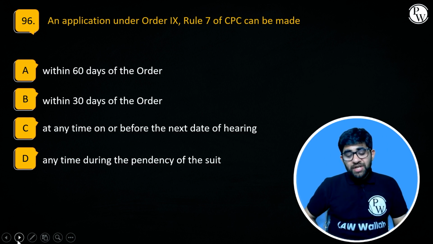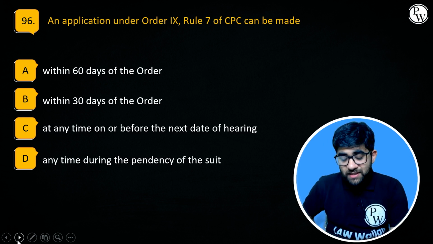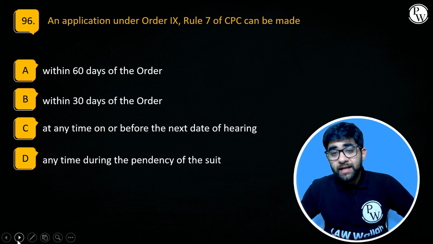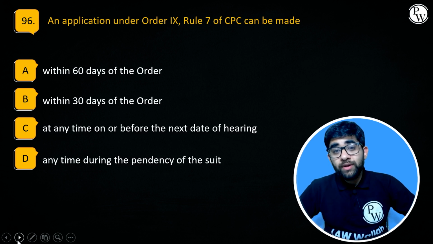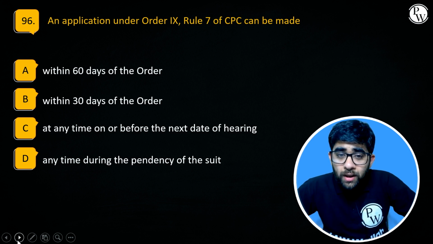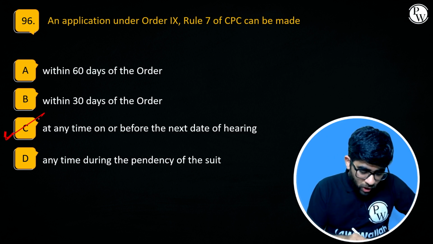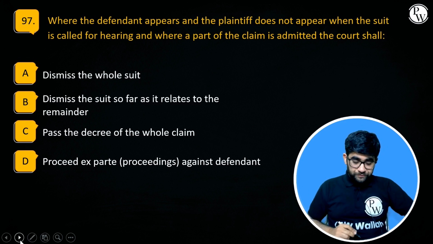Now, an application under Order 9 Rule 7 of the CPC can be made within 30 days of the order, at any time on or before the next date of hearing, anytime during the pendency of the suit, anytime on or before the next date of hearing.